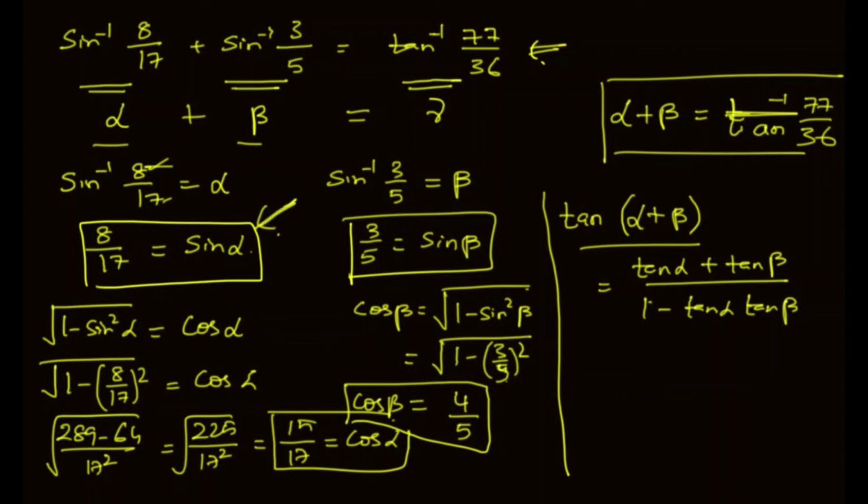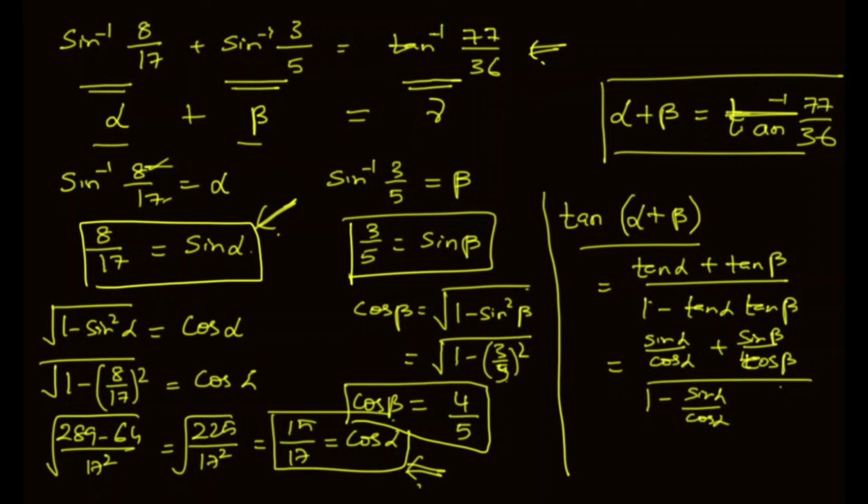Sin alpha is 8 by 17, cos alpha is 15 by 17. What is going to be tan alpha? I can write this as sin alpha by cos alpha, or else I can calculate it outside, plus sin beta by cos beta, divided by 1 minus sin alpha by cos alpha into sin beta by cos beta. It might look as if I have complicated it. So if you want, you can try sin alpha by cos alpha, find out the value, come back and then just plug in the value.